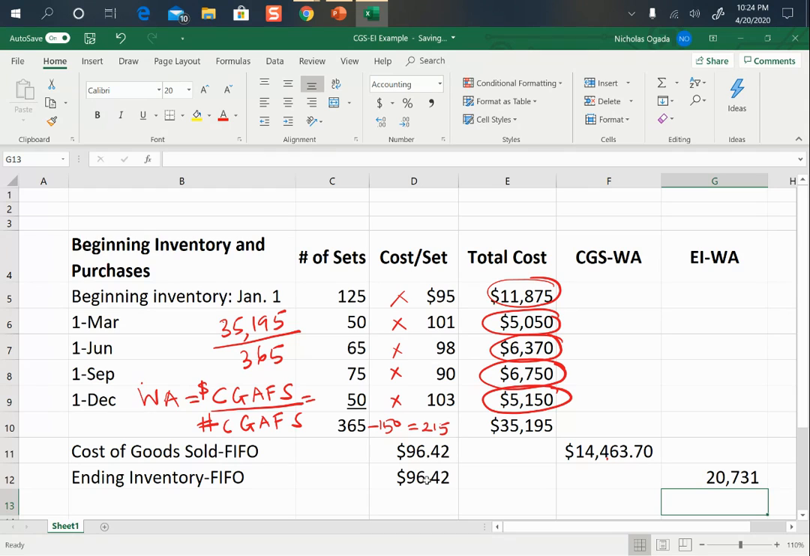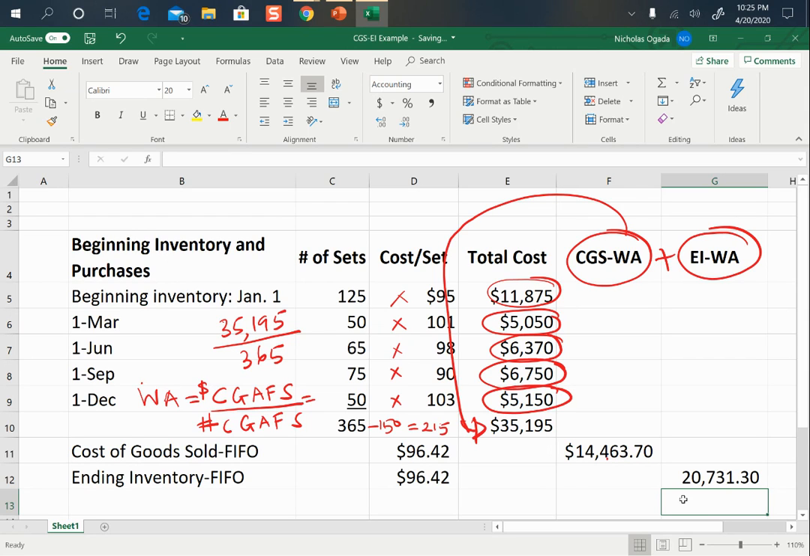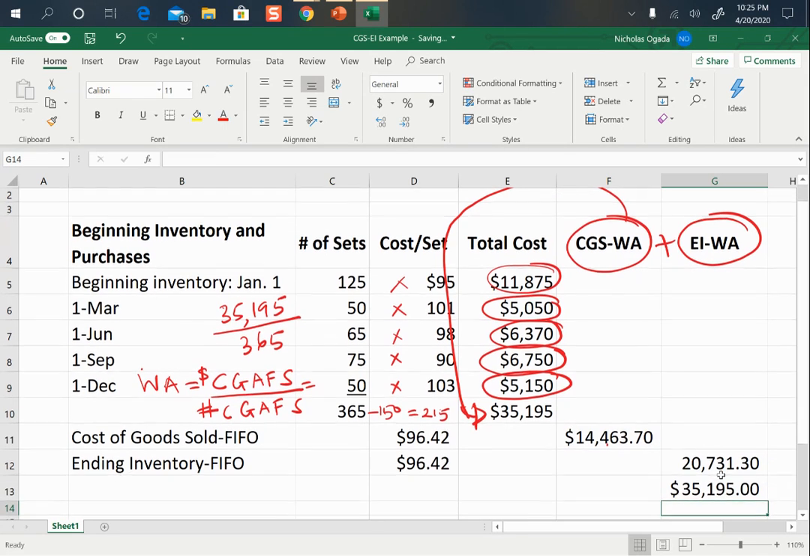If we do so, then the value of our ending inventory is going to be 20,731. And you could check just to make sure your numbers are matching. If I do this to two decimal places, just to make sure, you want to make sure that your cost of goods sold and your ending inventory, these two values, should match your initial computation of the cost of goods available for sale. If I take this value and I add the ending inventory, it should give me 35,195, which is matching my cost of goods available for sale.